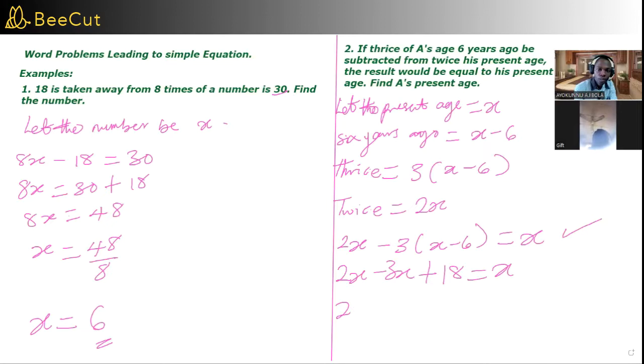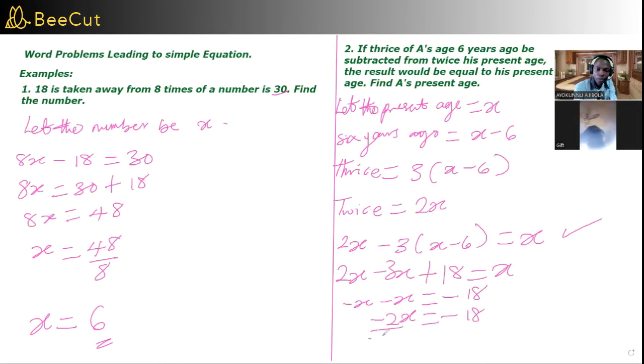So 2X minus 3X is negative X, because you have 2 minus 3. Negative is greater than positive, that's why we have a negative remaining. Then you bring this other X in to become negative as well. Then the 18 goes outside to become negative 18. So here we have minus 2X equals minus 18.